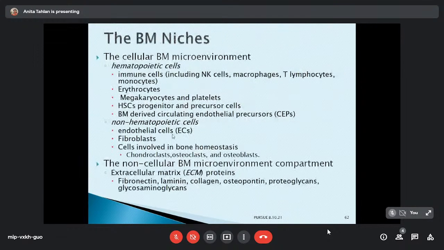So in a nutshell, the niche will have a cellular microenvironment and a non-cellular microenvironment. The cellular microenvironment will have hematopoietic cells and non-hematopoietic cells, and the non-cellular microenvironment will have the extracellular matrix, which we have discussed. Among the non-hematopoietic cells, the predominant ones are the endothelial cells, the fibroblasts, and the cells involved in bone homeostasis like osteoclasts. And apart from the various stromal cells, the various immune cells, the bone-derived circulating endothelial precursors and progenitors are also included here.